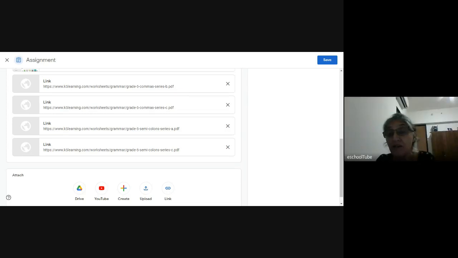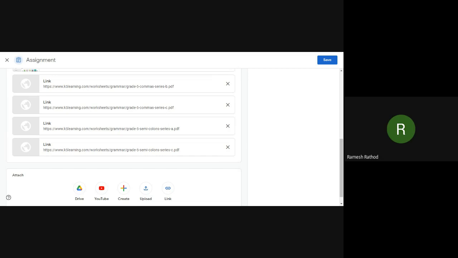So these are worksheets that we have been doing for punctuation. And we saw some videos on colons and semicolons. Who remembers what colons are, what semicolons are? Rajveer, do you remember? Rajveer, unmute yourself.